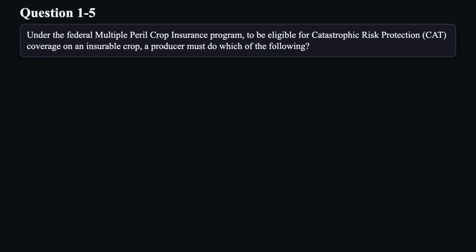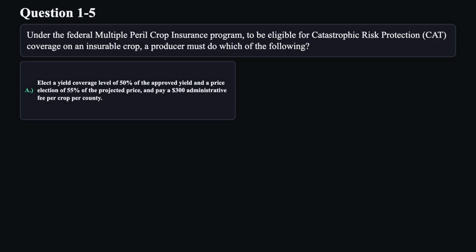Question 5. Under the federal multiple peril crop insurance program, to be eligible for catastrophic risk protection, CAT, coverage on an insurable crop, a producer must do which of the following? A. Elect a yield coverage level of 50% of the approved yield and a price election of 55% of the projected price, and pay a $300 administrative fee per crop per county.